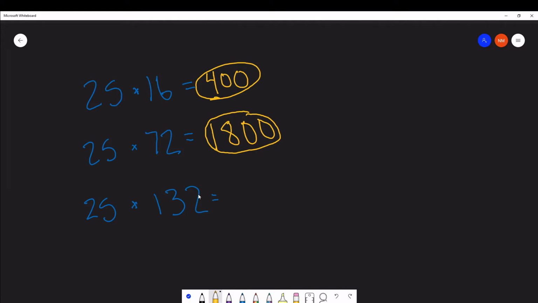Next we have a 3-digit number, so 25 times 132. So 132 divided by 4, that gets us 33. And then simply multiply that by 100. So it's basically just adding 2 more zeros. And there we have it. 25 times 132 is 3,300.